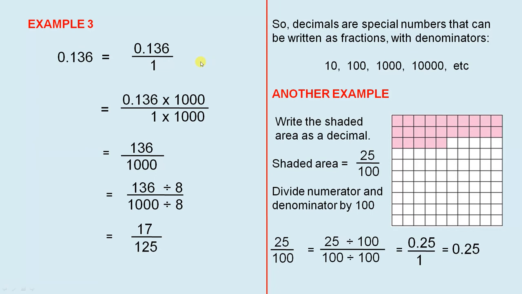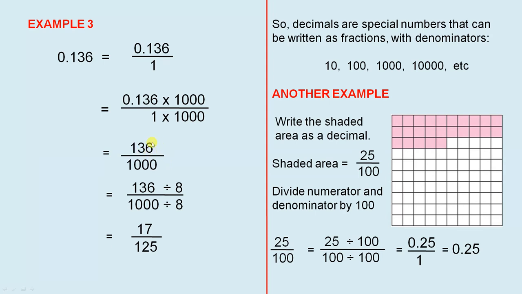Example 3, 0.136. That is 0.136 over 1. We need to move the decimal point 3 places to the right. That's why we multiply by 1,000. You do the same with the denominator. When you work out the top part, that gives you 136. You work out the denominator, that gives you 1,000. So it's 136 over 1,000.